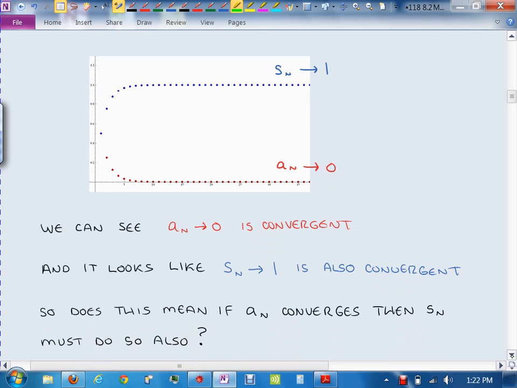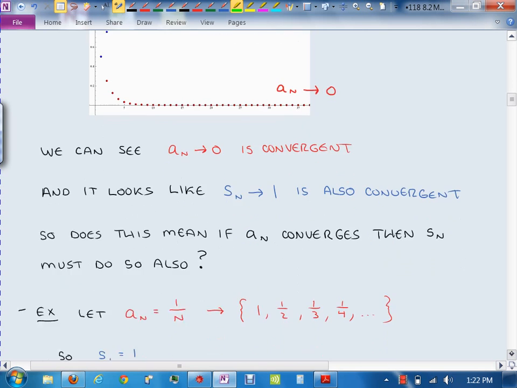So does this mean that if the original sequence converges, then the series must also converge? What do you think? You want to say yes, but it's probably no. Because I want to say yes. If your sequence converges to a number, and then you start adding them up, is that answer guaranteed to converge? That's what we start to ask ourselves.